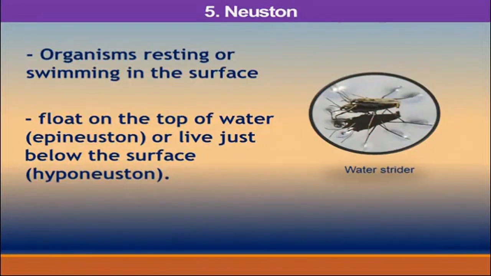The fifth one is nuston. Nustons are the organisms resting or swimming on the surface of the water. So they are not the submerged or bottom ones or planktonic ones. They float on the top of the water, then it is called epinuston, or they live just below the surface of the water, then it is called hyponuston. So they are not deep swimmers. They just live on the surface or just below the surface of the water. A water strider, you can say, can walk on the water surface. So this is called nuston.